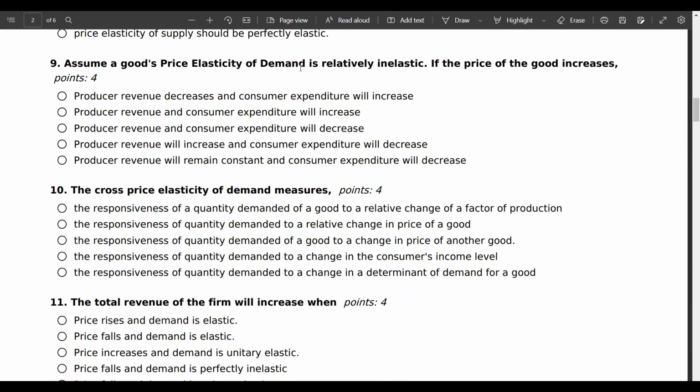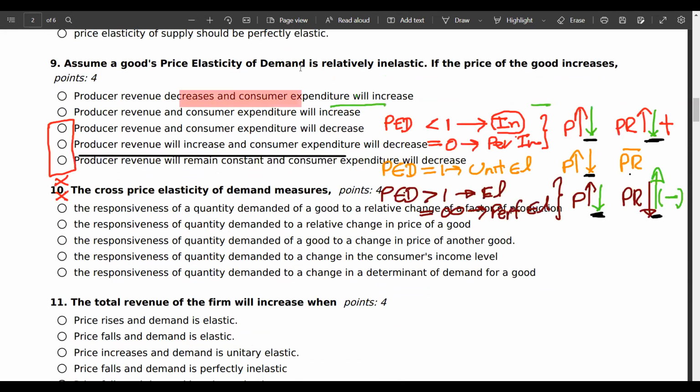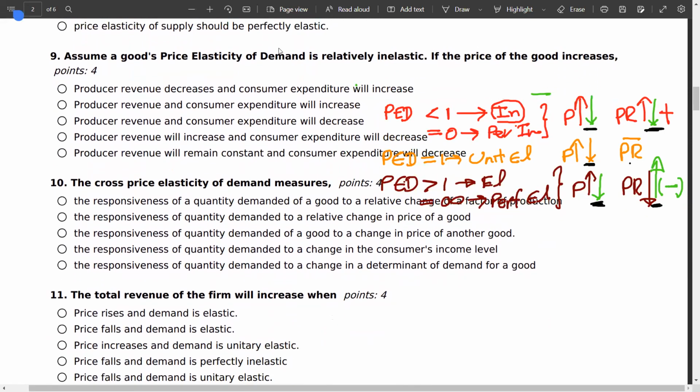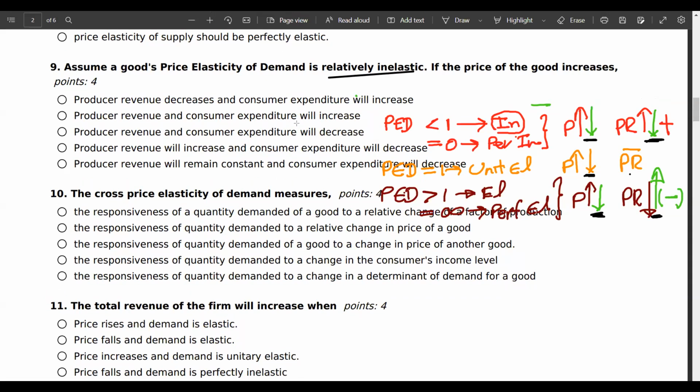Again, it's related to the same thing. Let me keep whatever I wrote about PED types and the producer revenue and price relationship. Assume a product's price elasticity of demand is relatively inelastic. If the price of the good increases, what will happen to producer revenue and consumer expenditure is the question.